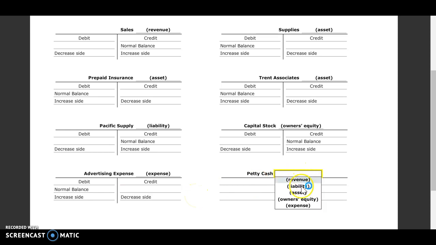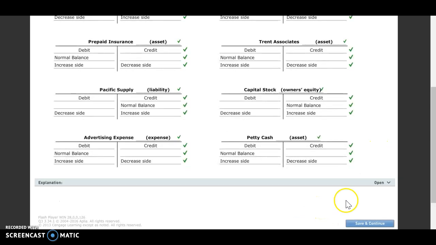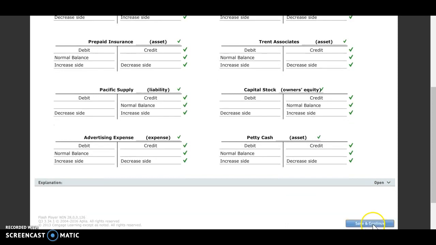The last one, petty cash, is an asset. Debit on the left, credit on the right. It's on the left side of the equation, so it increases on the left, decreases on the right. And normal balance is the same as the increase side, the debit side. Okay, once we have all of those filled in, we're going to check answer. Looks like everything is good. Save and continue.